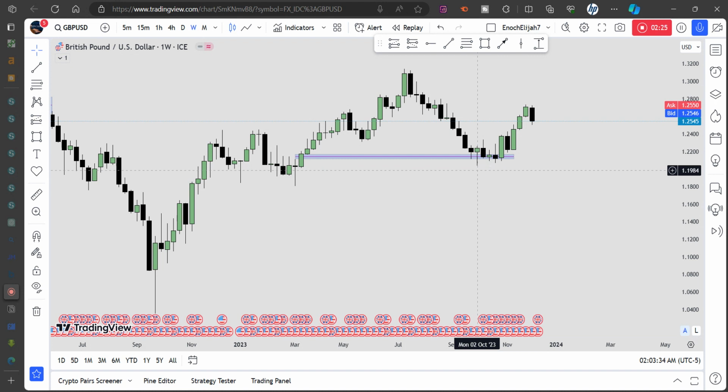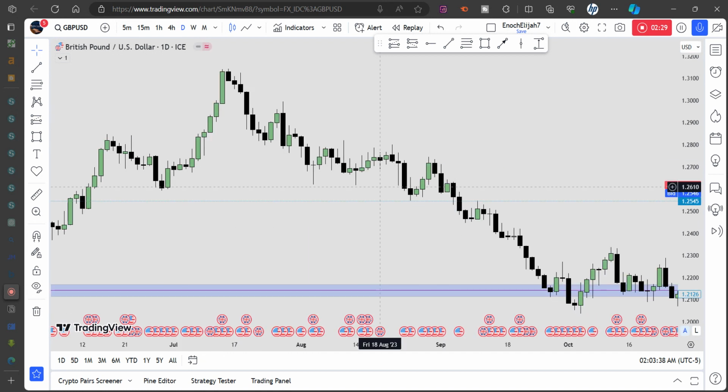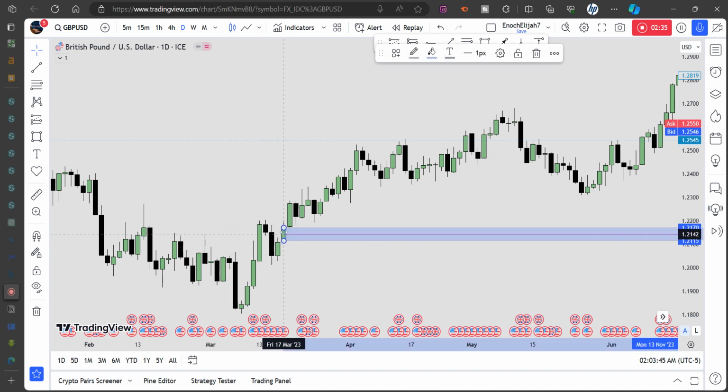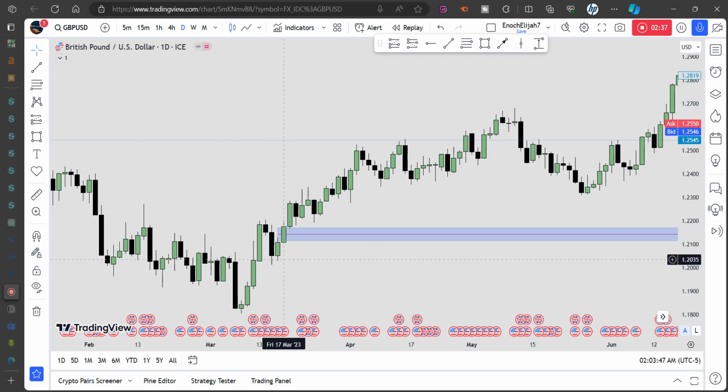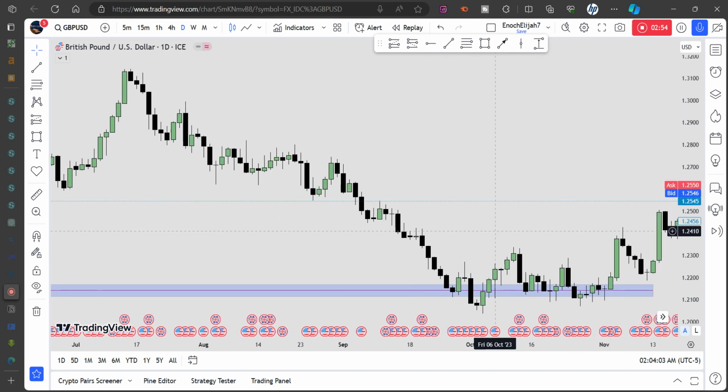Let me show you this on the lower time frame chart, where it's quite clean. That imbalance is there. You can see one, two, three candles. The first candle and the last candle of the three did not touch each other. There's a gap in between, and then price came back to refill it right there.